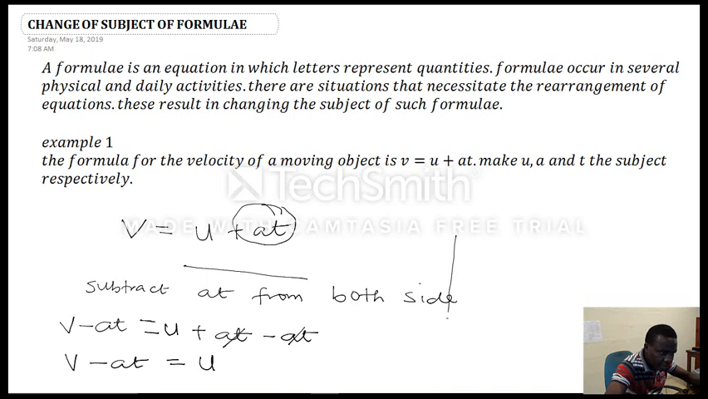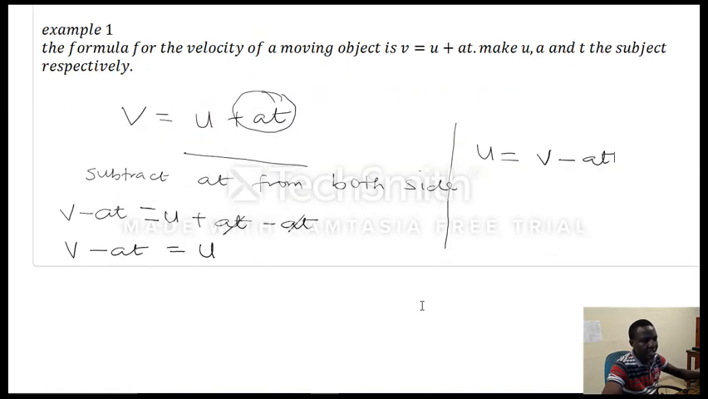And let me use this side of the board, and I can now take u to the other side of the equation, thereby having u is equal to v minus at. So u has been made subject of the formula. Next, they said we should make a the subject of the formula. Make u, a, and t the subject of the formula. We have made u the subject of the formula from this expression, u is equal to v minus at.